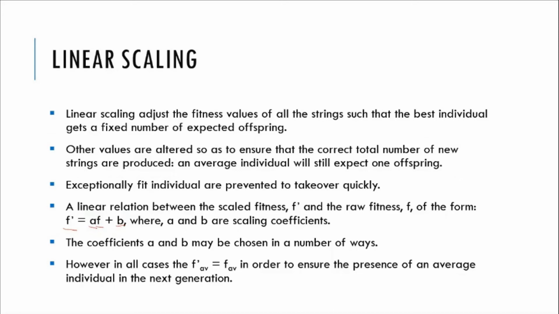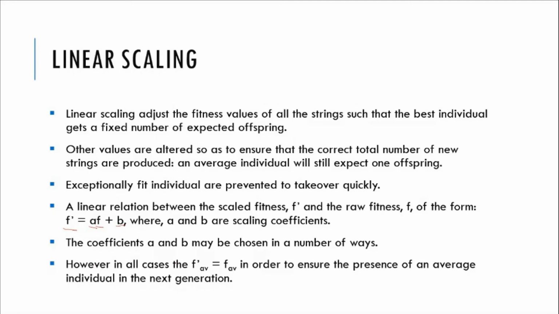Depending on the values of a and b, the f dash value, the scaled fitness, obviously varies. So we have to find out the coefficients a and b. There are multiple ways of determining a and b, but one method that is available in our reference text we will discuss.